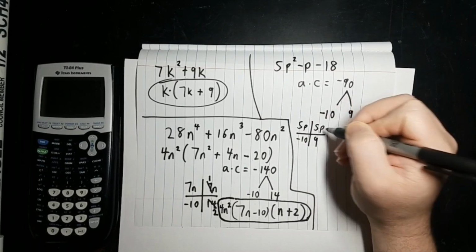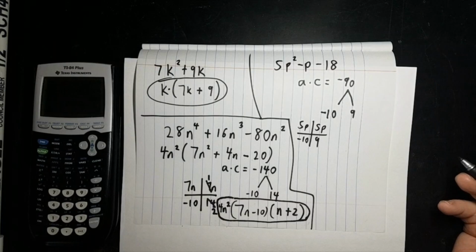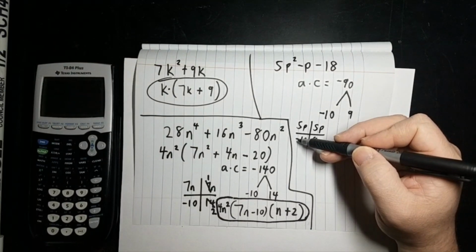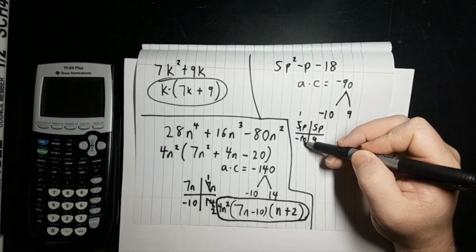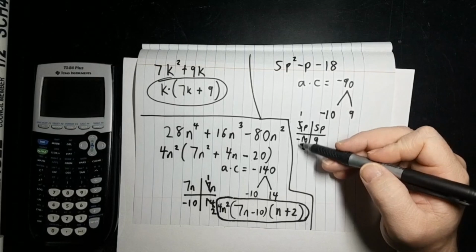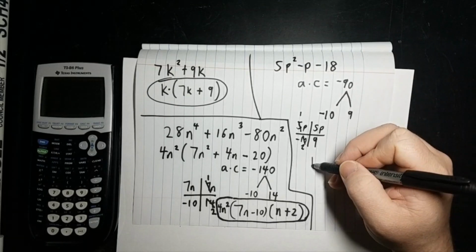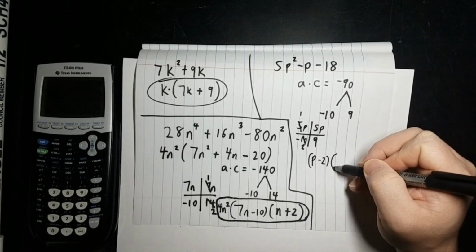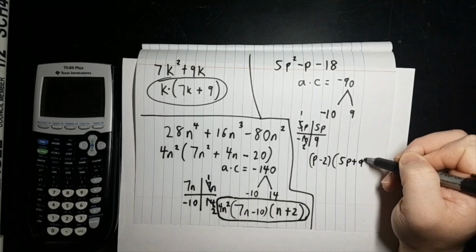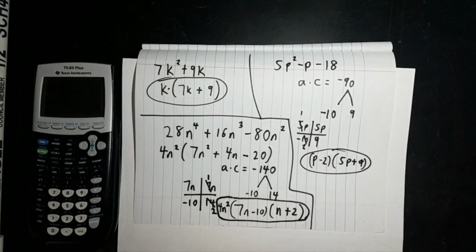5p and 5p. Don't forget it's a 5p squared. You're going to have to simplify. 5 over 10, now that negative stays on the bottom. 5 over 9, can't do anything. So vertically, this is now a 1p minus 2, and it's a 5p plus 9. That wasn't too bad. That wasn't too bad. You silly goose, you.